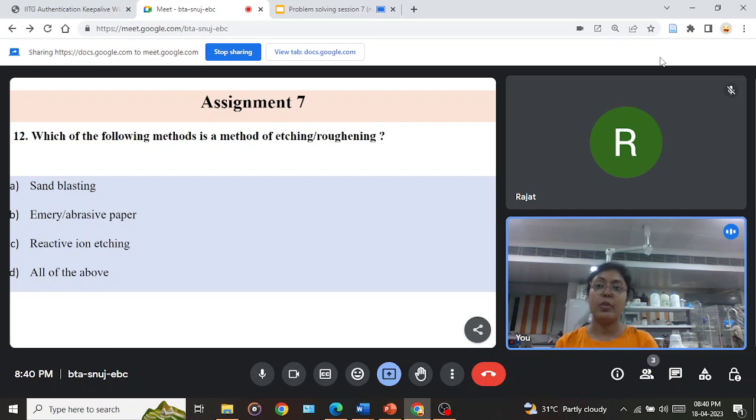So you have your question number 12, which is: which of the following methods is a method of etching or roughening? We already discussed etching or roughening. It is a physical method for surface modification, right? And you have to determine which of the following methods is a method for etching or roughening. A is sandblasting, B is emery or abrasive paper, C is reactive ion etching, and D is all of the above.